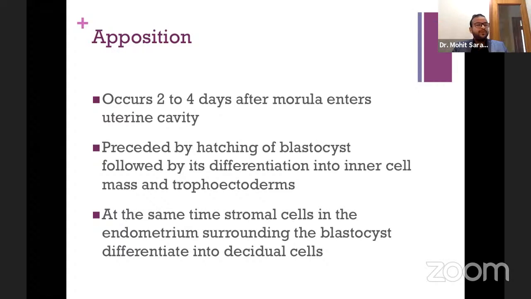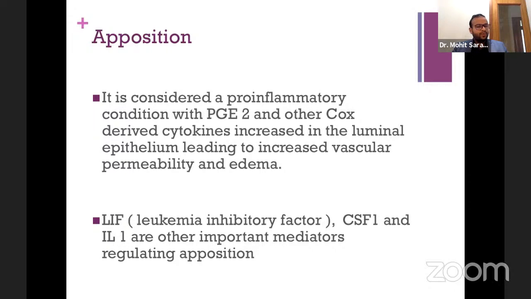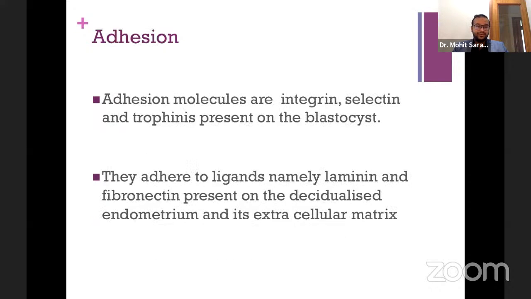It is preceded by hatching of the blastocyst, followed by differentiation into the inner cell mass and trophoectoderm. At the same time, stromal cells in the endometrium surrounding the blastocyst form what are known as decidual cells. It is a pro-inflammatory condition and associated with elevation of PGE2 and other COX-derived cytokines. LIF, that is leukemia inhibitory factor, CSF1 and interleukin-1 are important mediators regulating apposition.